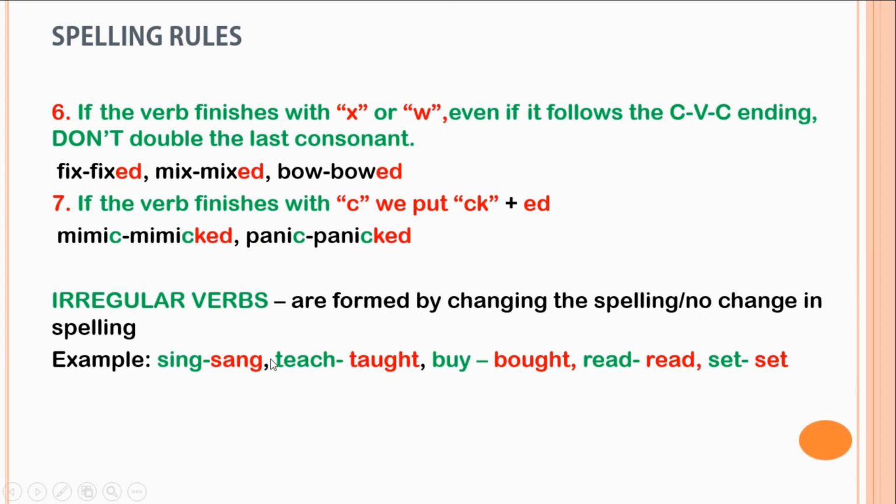For irregular verbs, remember, they are formed by changing the spelling, and sometimes there's no change in spelling. For example, we have sing, sang, teach, taught, buy, bought, read, read, set, set.